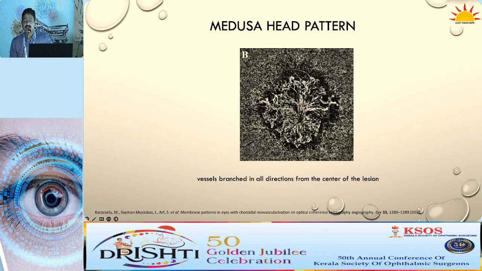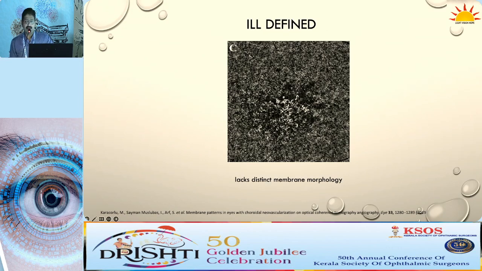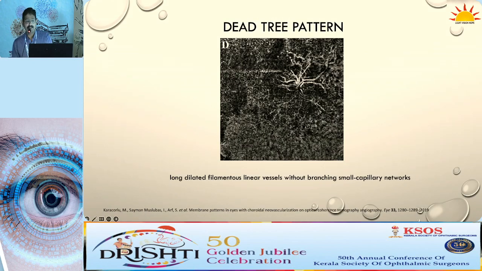The Medusa head appearance, just like the name, you will have a central vessel and the vessels radiating in all directions, and you will see the perilesional halo and everything, which I'll be coming across later. So the vessels will branch in all directions from the center of the lesion. Then you have the ill-defined, just like the name, it lacks a distinct membrane morphology. And then you have the dead tree pattern.